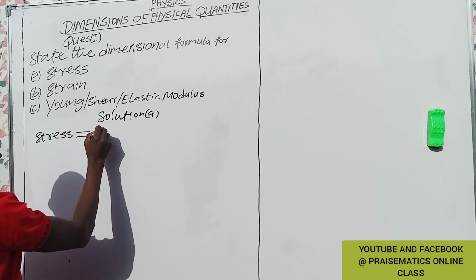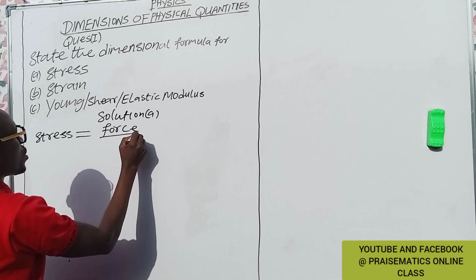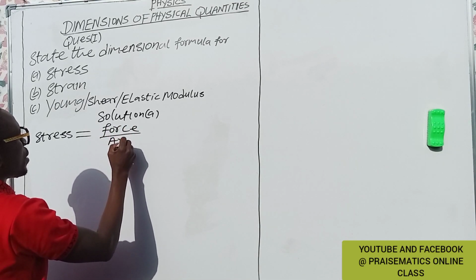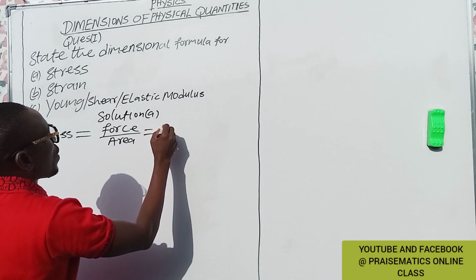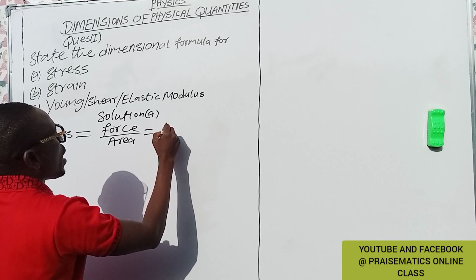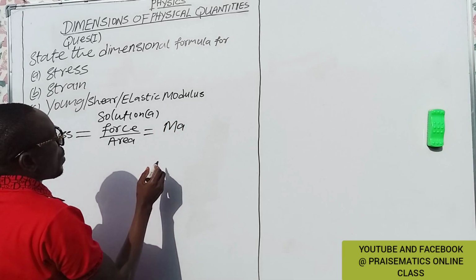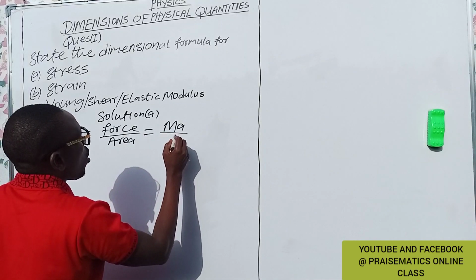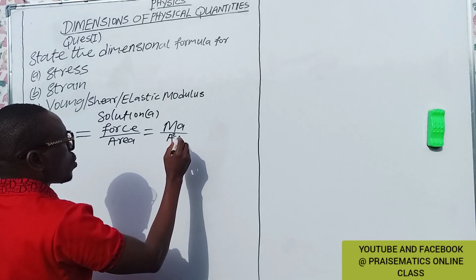Stress is defined as what? Force per unit area. And we know that force is defined as what? Mass multiplied by acceleration, all over area. Area is in square.